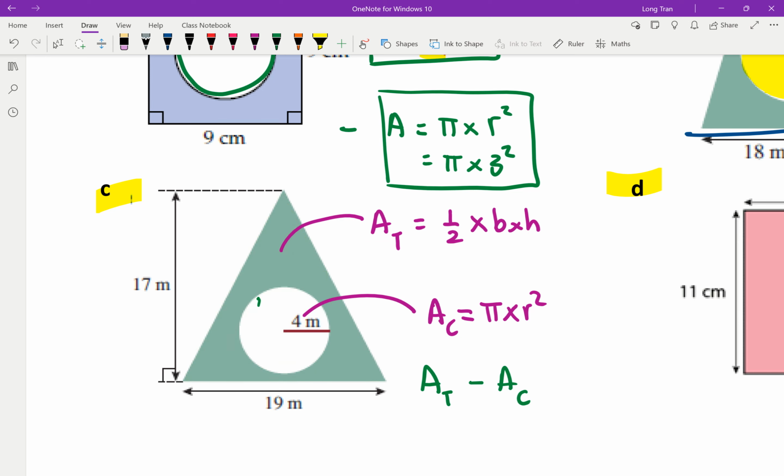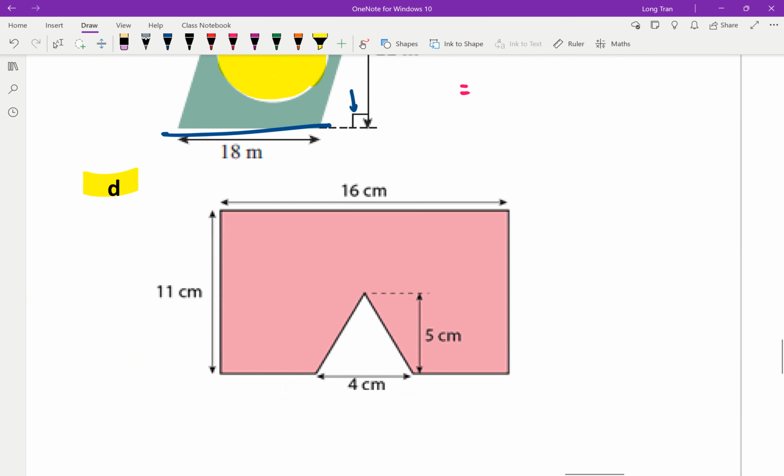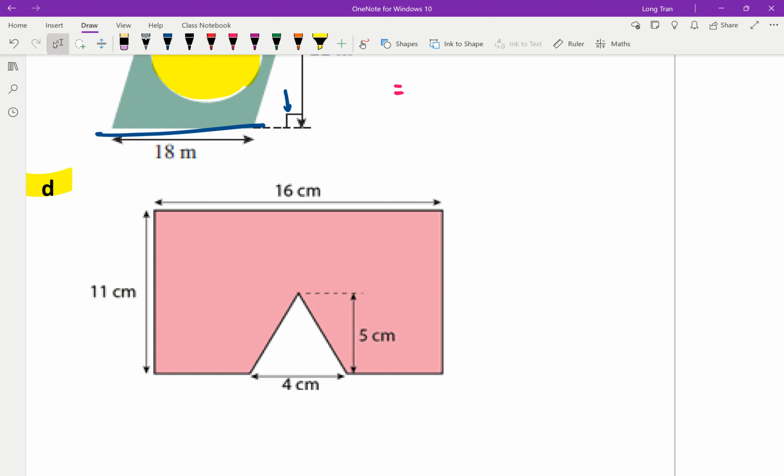Okay? Can you see the same thing for this one? Do you see two shapes? Have a think. Pause. Have a go. And now I'll tell you the answer.